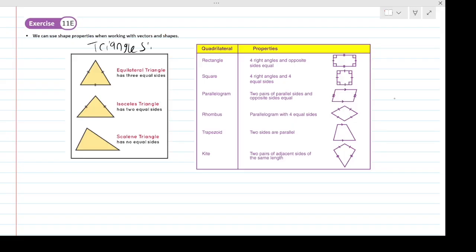So again, firstly, an equilateral triangle has 3 equal sides, so they're all the same. An isosceles is where 2 sides are the same, but not 3. A scalene is where no sides are equal. There's also another type of triangle, and that is obviously a right-angled triangle, like this, where obviously it has a right angle, okay?